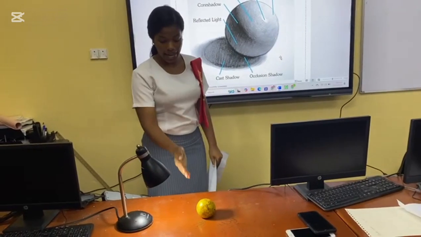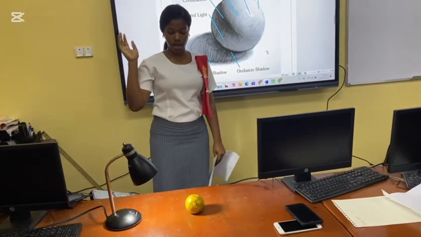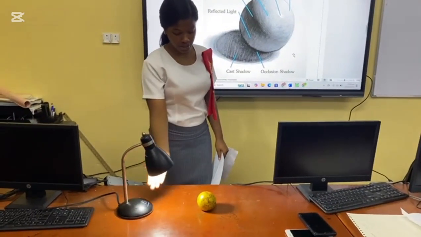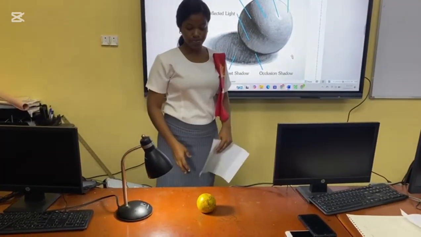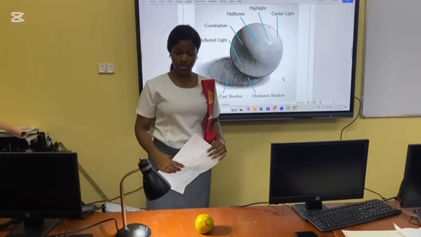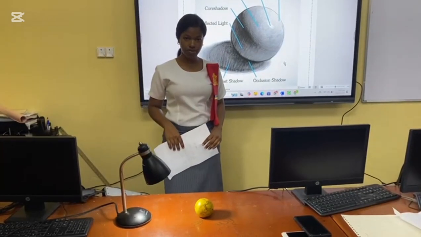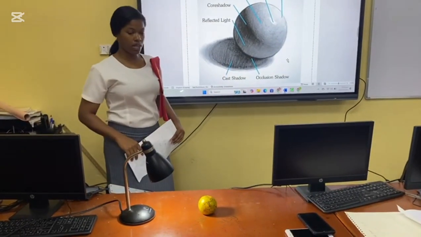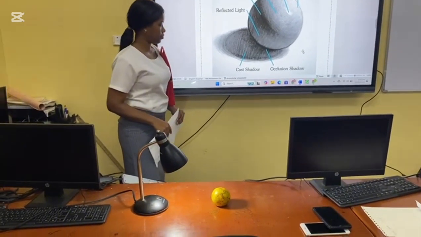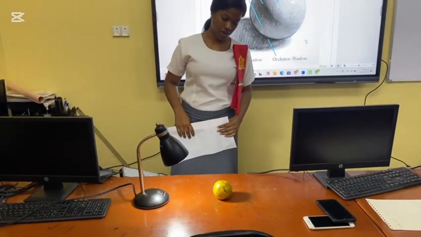That is correct, right? Because the highlight is caused by the closeness, or that's the closest part to our light. Alright? And remember, our light source is this only light source here. Right? Can anybody identify for me where the shadow is on the object? Miss, which shadow? The cast or the core shadow? Miss, the cast shadow. I see the cast shadow behind the object.